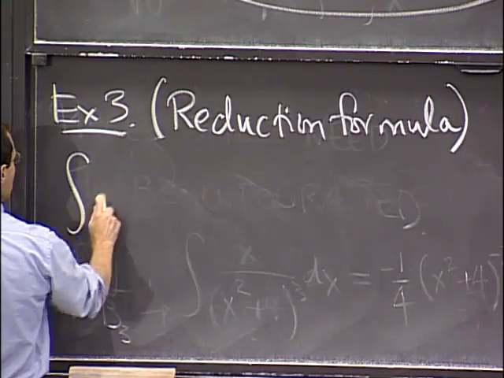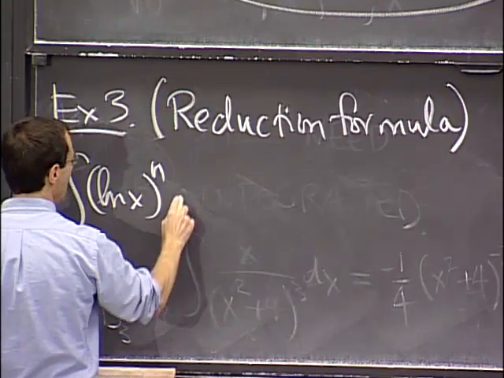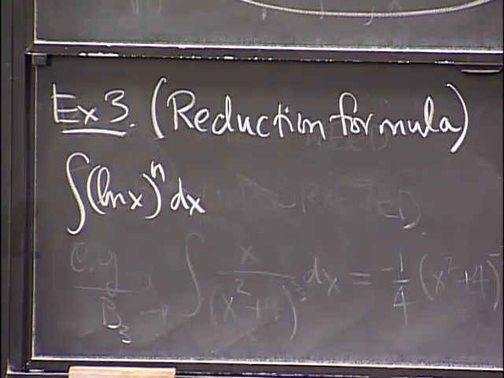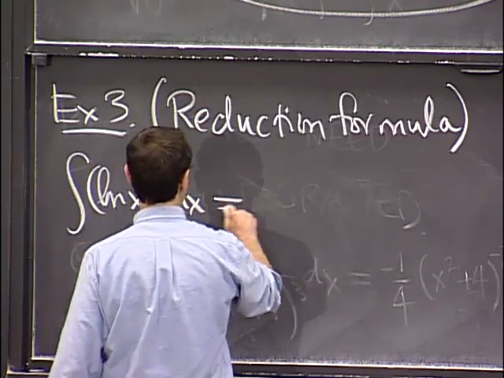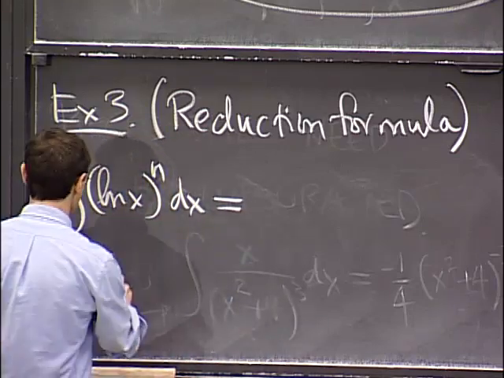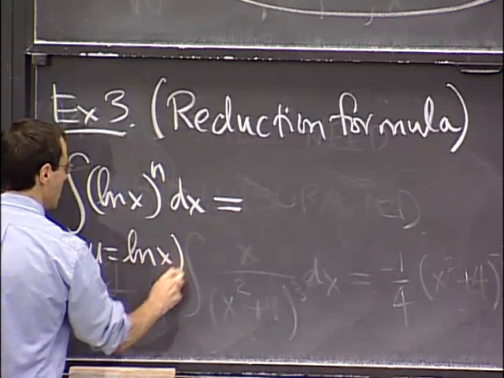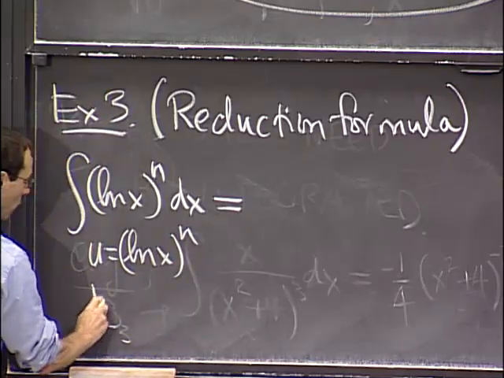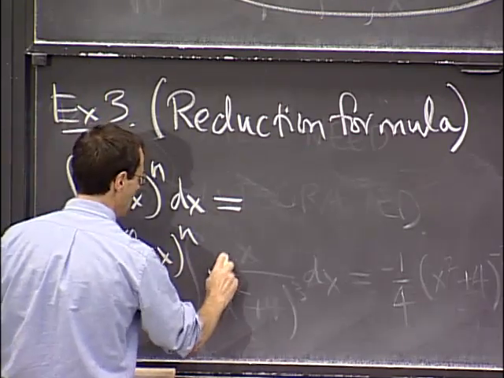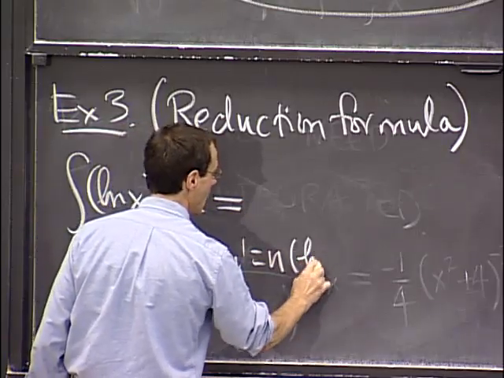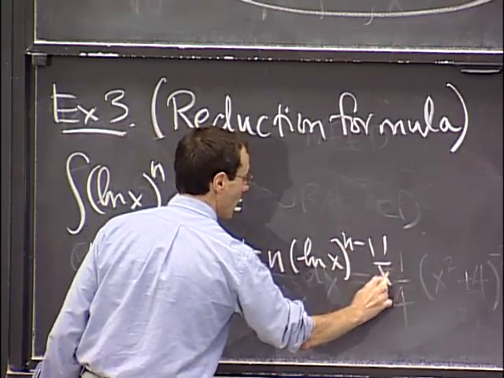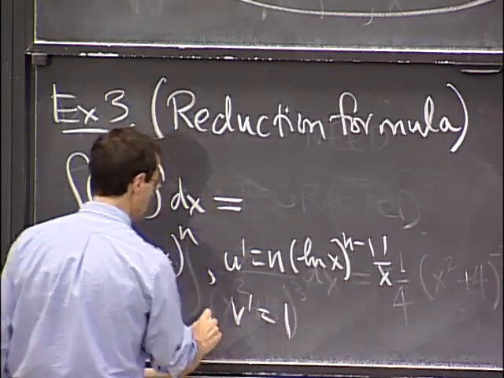So the example is the integral of (log x)^n dx. And the claim is that if I do what I did in example 2 to this case, I'll get a simpler one, which will involve the n minus first power. And that way I can get all the way back down to the final answer. So here's what happens. We take u as (log x) to the nth power. This is the same discussion as before. v is x. And then u prime is n times (log x)^(n-1) times 1 over x. And v prime is 1.